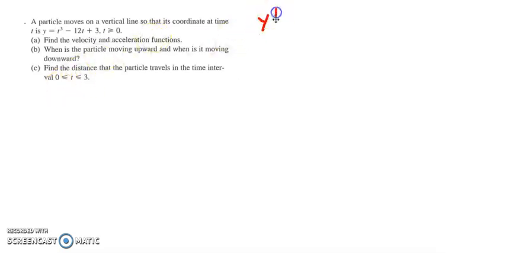Let me do that up here. y prime, by the power rule, will be 3t squared minus 12. Then it wants the acceleration function, which is y double prime, which is just going to be 6t. Then they ask, when is the particle moving up and when is it moving down?